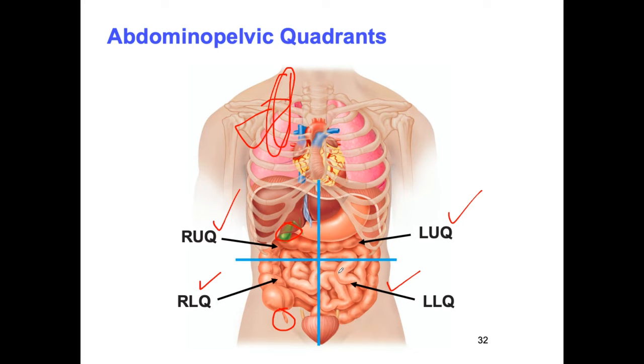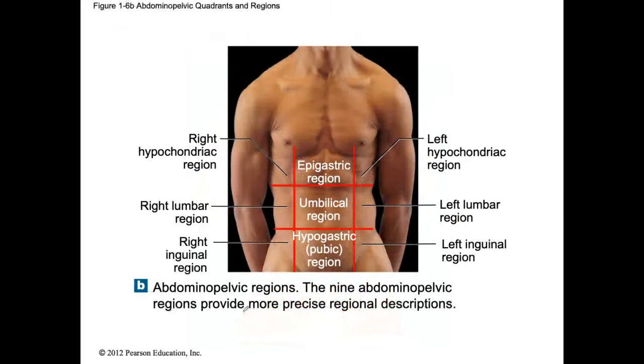Okay, so I would be familiar with the right upper, know these quadrants and know the main parts that are located in there, right? You're going to have small intestine, right, in just about all the quadrants, but you're going to have liver and gallbladder predominantly in the right upper quadrant, appendix and the cecum in the right lower quadrant. Okay. Now we can also divide them into regions, and there are 9 regions.